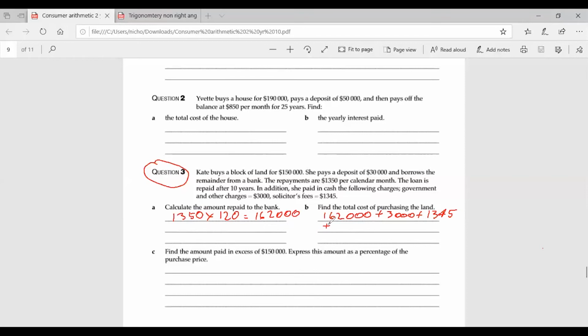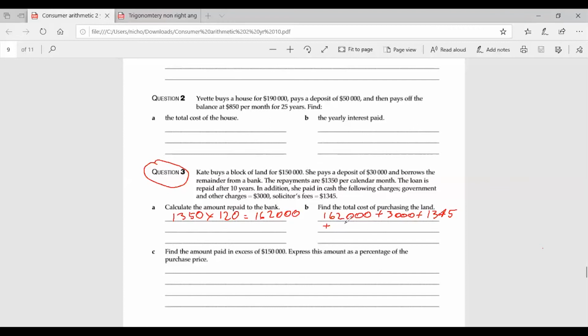The block of land. Yeah, so we're trying to figure out how much she's paying for it. So she's getting these repayments. This is how much she does in repayments. This is the government fees. This is solicitor fees. What's this last thing that we're going to be adding? The deposit. Yeah, the deposit.